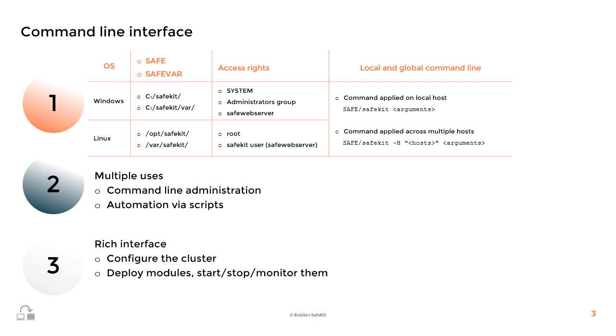SafeKit commands. SafeKit provides powerful command line administration, enabling an administrator to manage the cluster efficiently through a command prompt or a shell. Additionally, the command line can be useful for automating configuration and startup processes via scripts. The interface is rich and simplifies the process of configuring the cluster globally on all nodes, as well as deploying various modules and managing their starting, stopping, and monitoring.